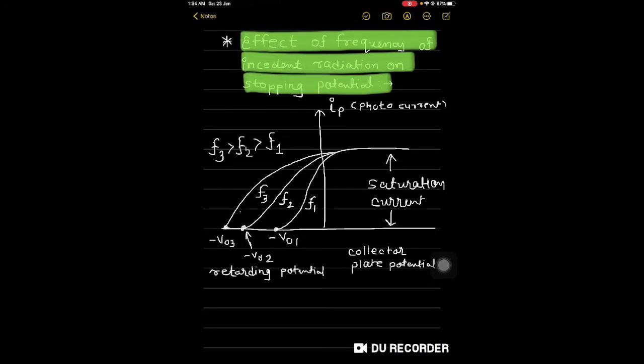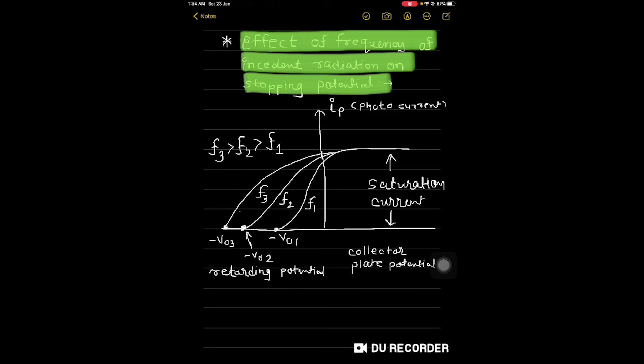That is, we obtain different values of stopping potential but the same value of saturation current for incident radiation of different frequencies. The energy of emitted electrons depends on the frequency of the incident radiations. The stopping potential is more negative for higher frequencies of incident radiation.